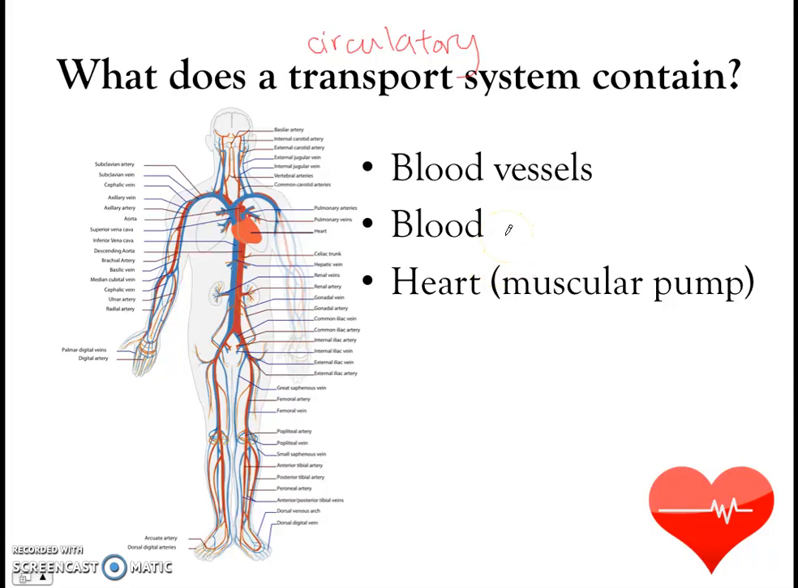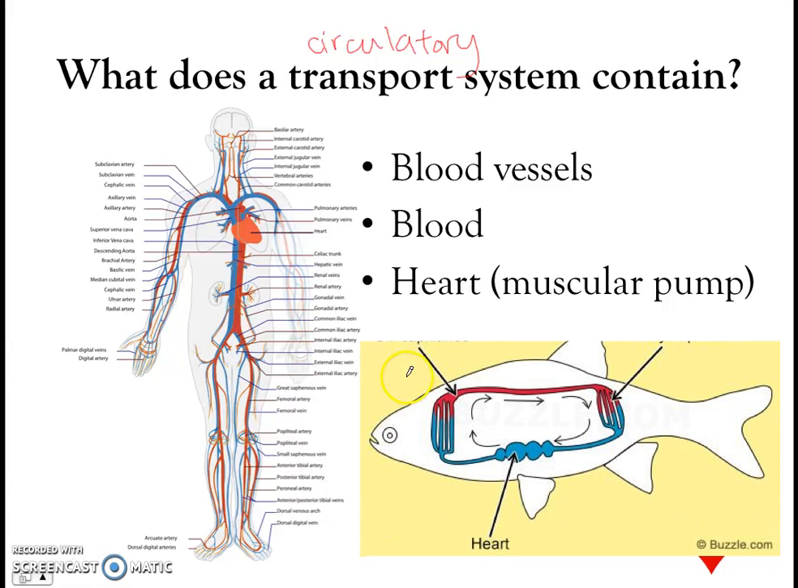Now you find the same three components in other animals as well. For example, this fish, in its circulatory system, you will also find blood vessels, a heart to create pressure, and the fluid, the blood which flows within the blood vessels, the fluid which carries all the different substances within it.